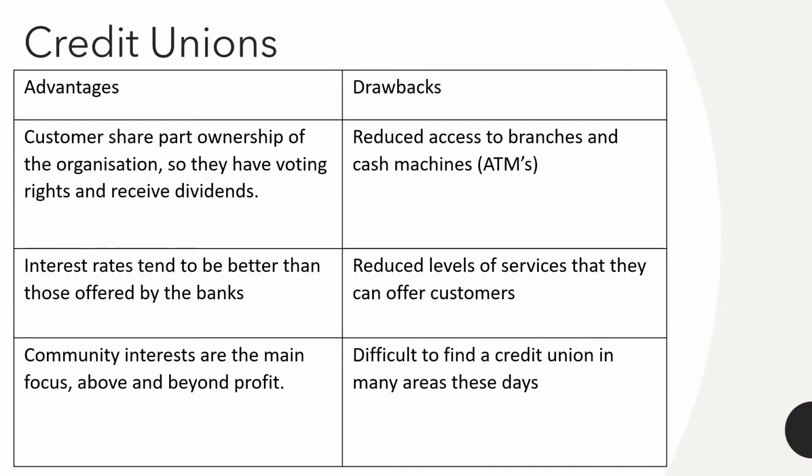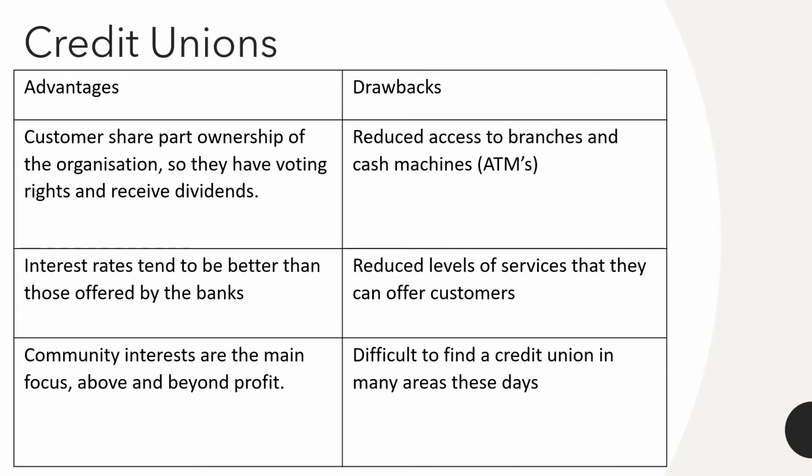A credit union is customer orientated, so customers share part ownership of the organization, so they have voting rights and receive dividends. Interest rates tend to be better than those offered by banks. Community interests are the main focus above and beyond profits for credit unions.